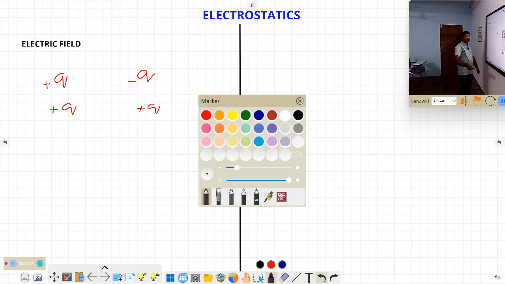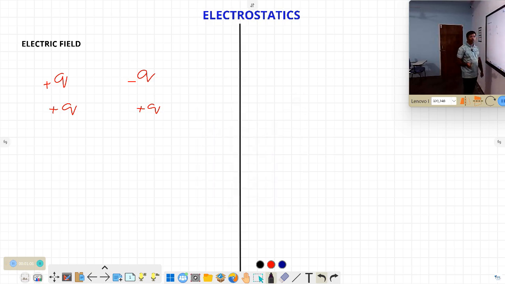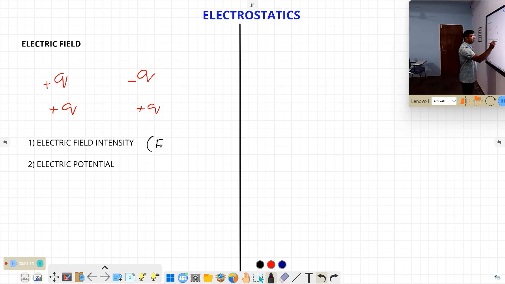This strength, the force of attraction and repulsion, we explain in two ways. The first is the electric field intensity concept, indicated with the letter E. This is an expression of the strength of the force of attraction or repulsion in terms of a vector quantity. The second is the electric potential concept: the same strength between the two charges, the electrostatic force, we can explain in terms of potential, which is a scalar concept. So now we are going to discuss only the electric field concept.